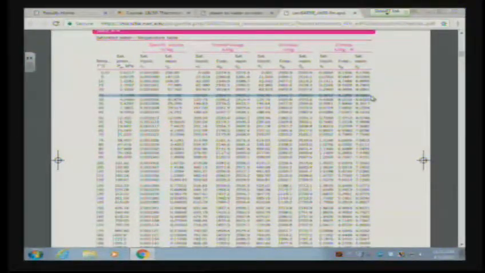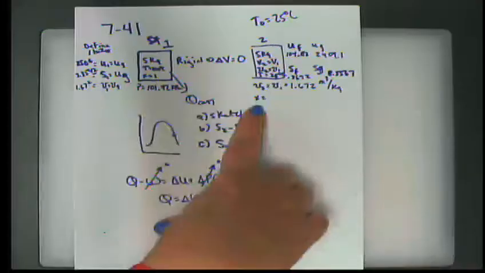All right, so u sub f is 104.83. U sub g is 2409.1. S sub f is 0.3672, and S sub g is 8.5567. All right, so let's go back and use our v value to compute our x.